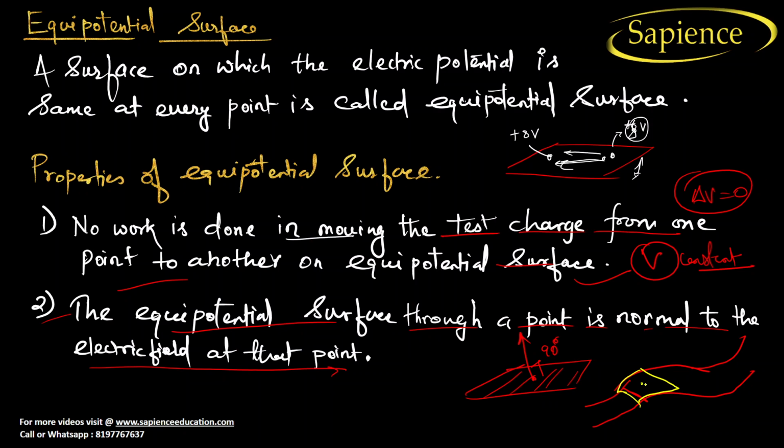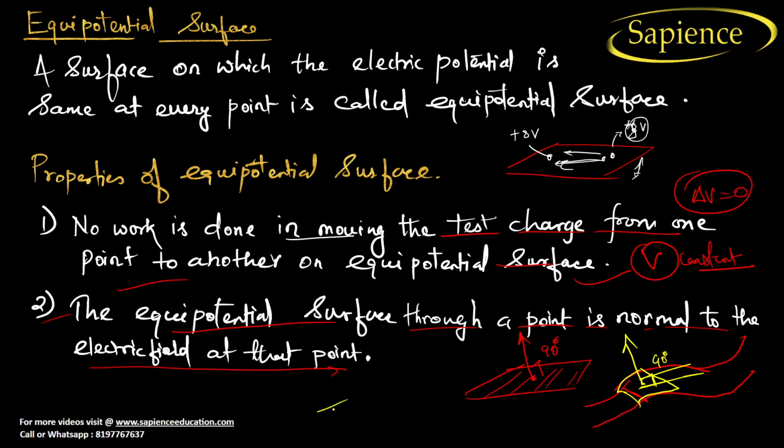This is the surface. So the angle between the electric field and the surface is 90 always. Now you may be wondering why this is happening, how you are finding an angle.